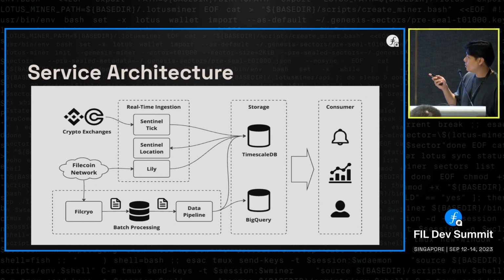So here's a high-level service architecture. On the top side is the real-time ingestion flow, which contains Sentinel Tick, Location, and Lily. They insert data into our TimescaleDB in a near real-time fashion. And on the bottom side is the batch processing workflow. It starts with Filecion, generating daily archival snapshots that get consumed by our data pipelines, which insert the data into BigQuery as well as TimescaleDB. And the data in our data storage will be used to power alerting, dashboards, and used by our developers and analysts.